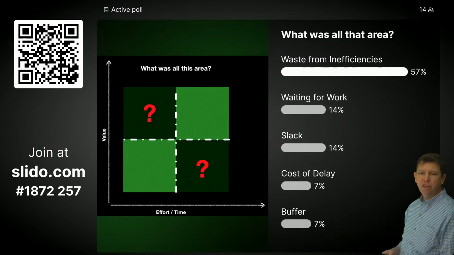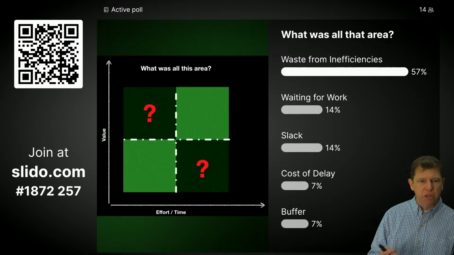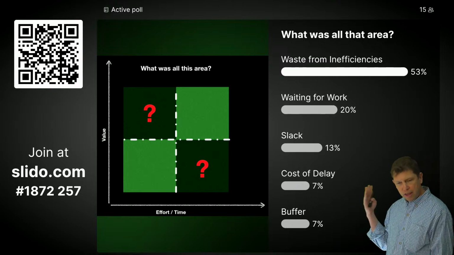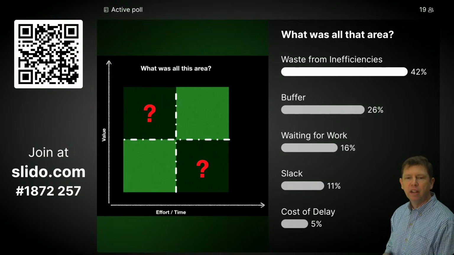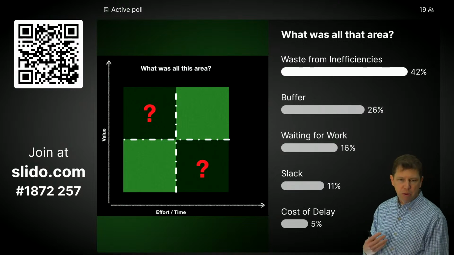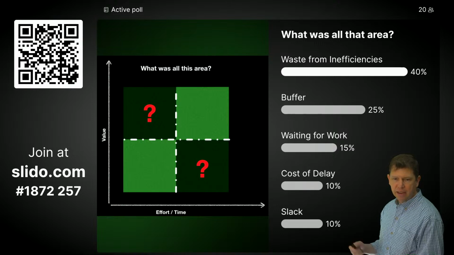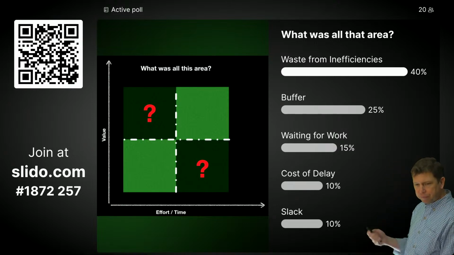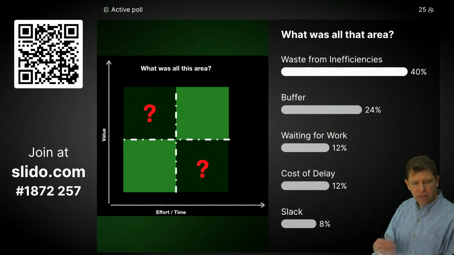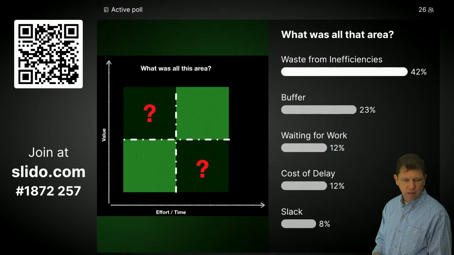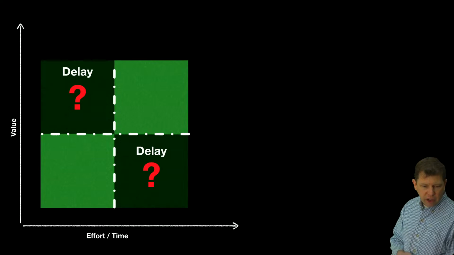Okay, waste from inefficiencies, and that may be true. Waiting for work, I think there's reason that we could think of that. Buffer, which may just be waiting for stuff. Slack, cost of delay. The goal here isn't to get a right answer. I just want to know what you think of these areas, and we'll talk about it a little bit more. So these different areas here.